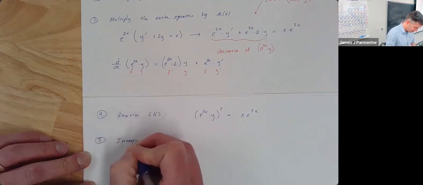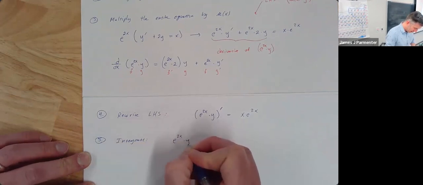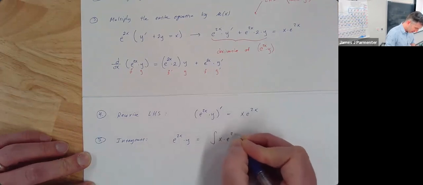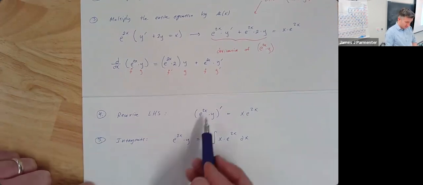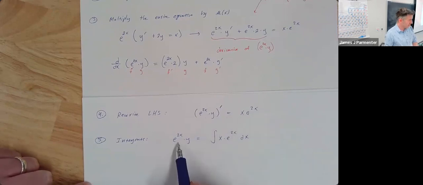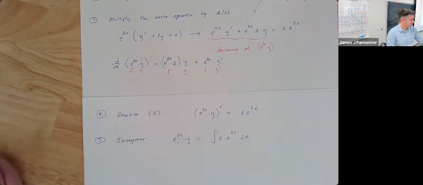Say, well, that means that e to the 2x times y is equal to the antiderivative of x times e to the 2x. Right? If the derivative of e to the 2x times y equals that, then e to the 2x times y equals the antiderivative. I'm going to take a minute to let that sink in for a sec.